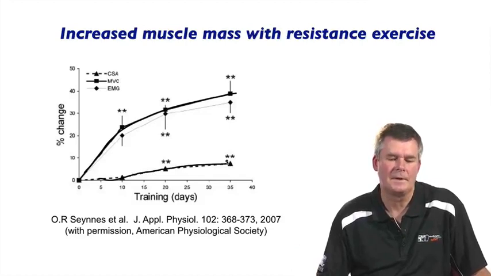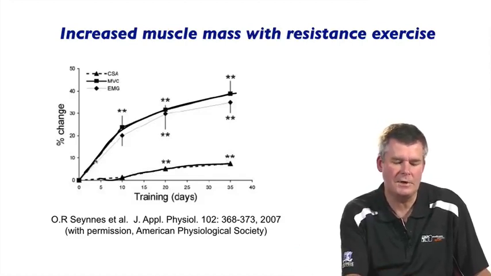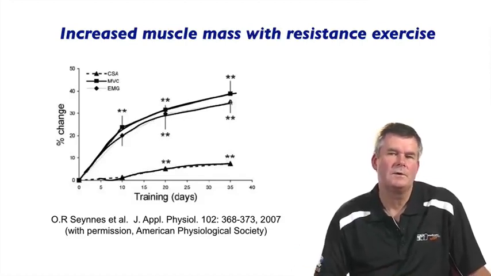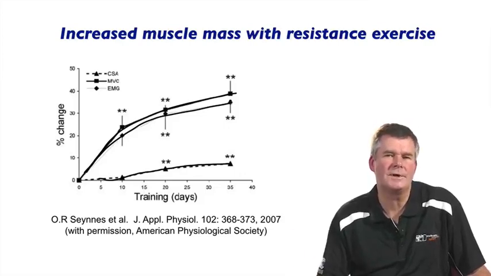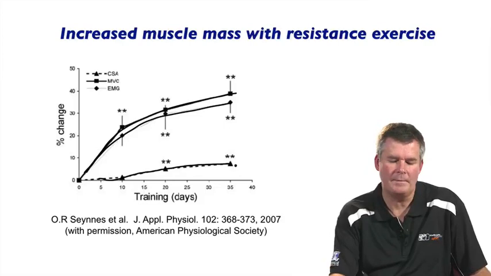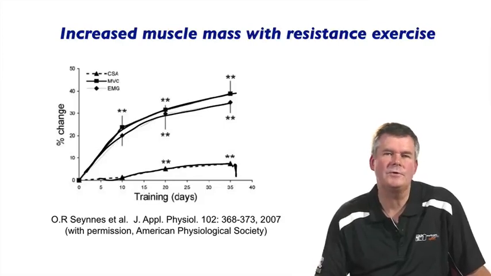of the muscle. So if you measure the EMG, or the electrical activity, you can see that much of the early increase in strength, functional strength, following resistance training is due to neurological adaptation. But over time, you do see increases in muscle mass.